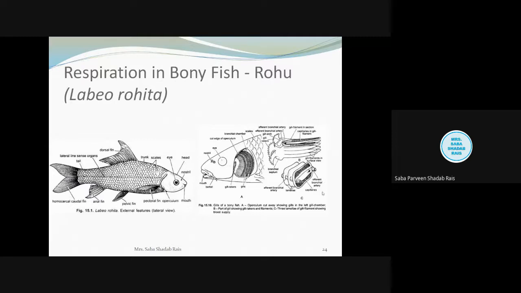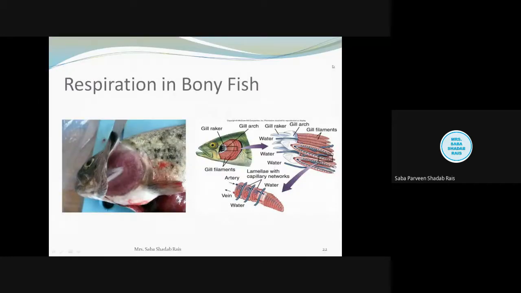Why is there a division, why are there small subdivisions? The reason behind it: if you observe this particular diagram, you will see these nicely arranged comb-like structures, and from them the primary lamellae are coming. They have the secondary lamellae, and thereafter again it is dividing. So what happens? All these things increase the surface area.